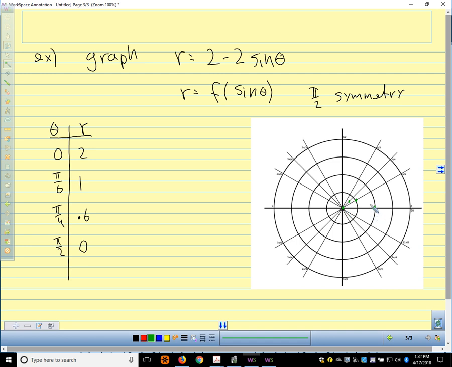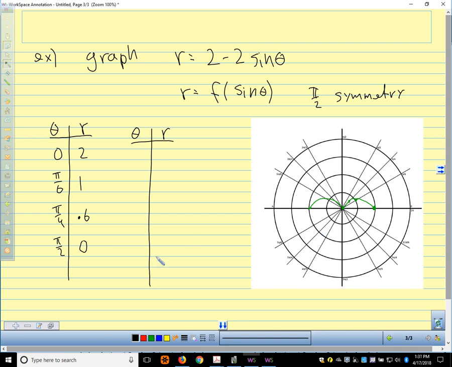So the top half on this side looks like that. And we know it has pi over 2 symmetry, so the other half is going to look like that. But we're not quite done yet. So let's continue our table. I'm going to start down here at 3 pi over 2 and go to 2 pi and graph this half down here, and then we can complete that one.